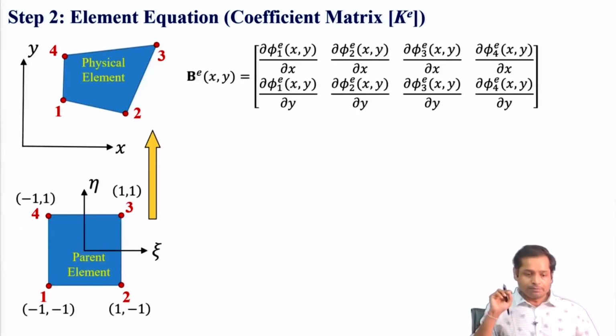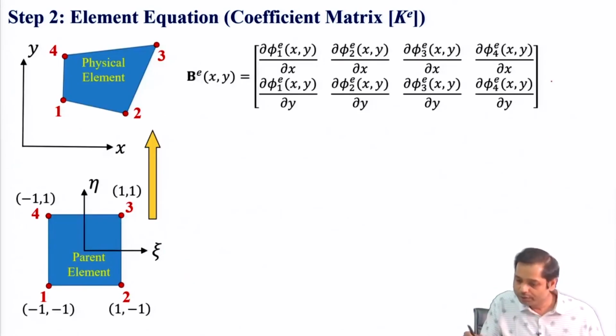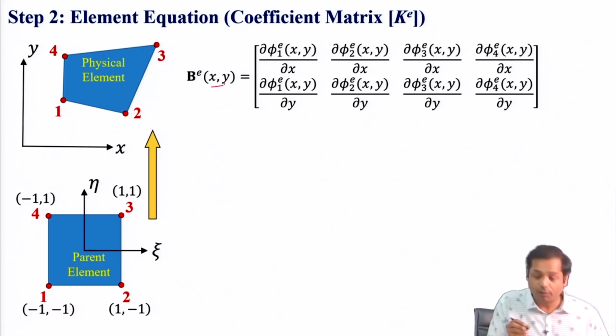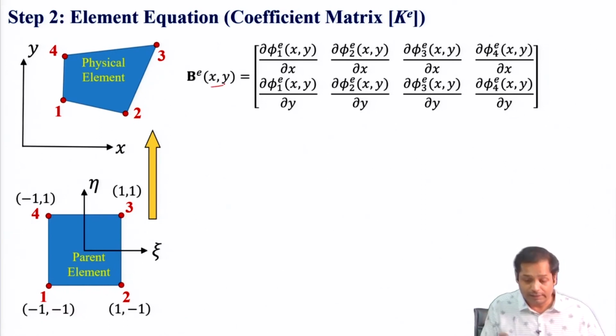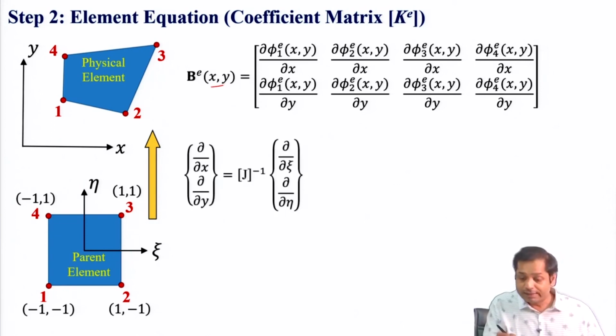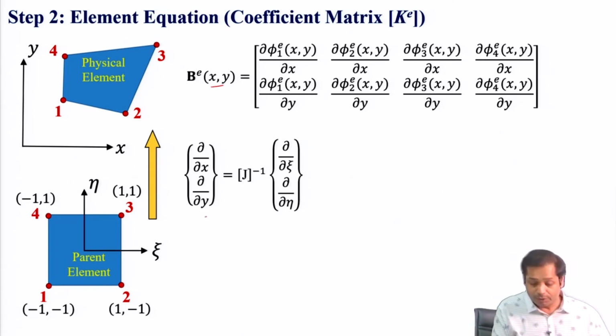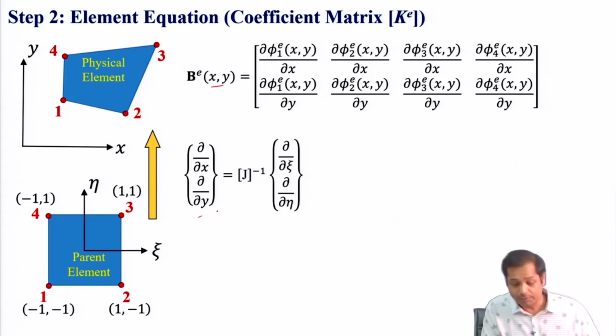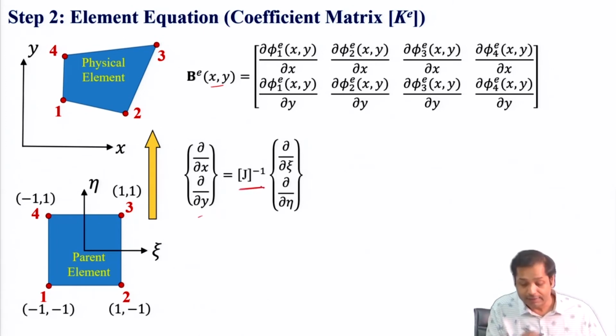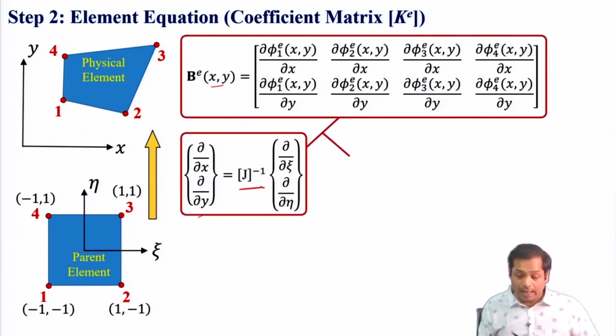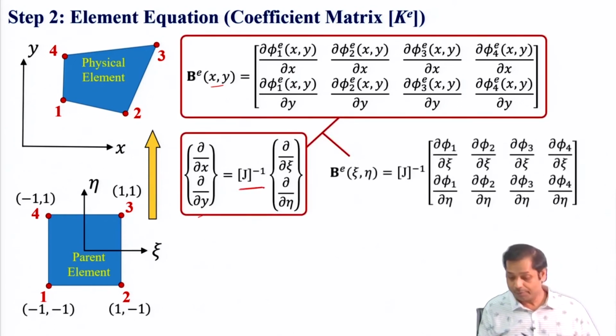So we know b is equal to this. That needs to be written. B is a function of x and y. This needs to be expressed as a function of xi and eta. So this involves derivatives with respect to x and y, and the derivative with respect to x and y is related to the derivative with respect to xi and eta like this. This is the inverse of Jacobian, and this will give us this, right?